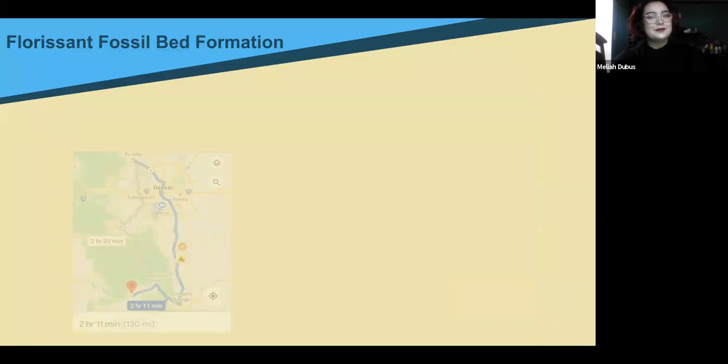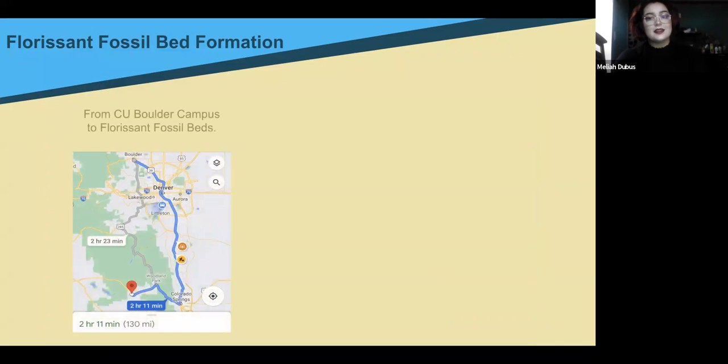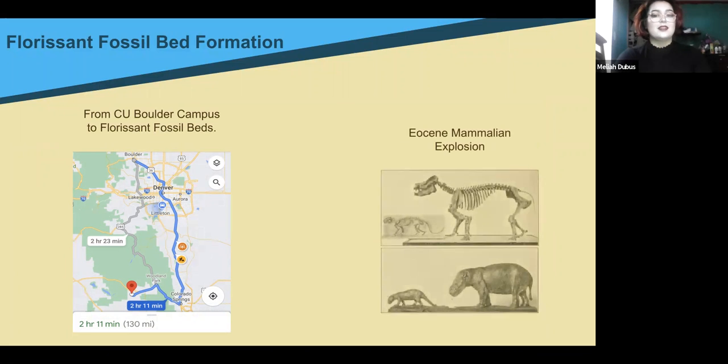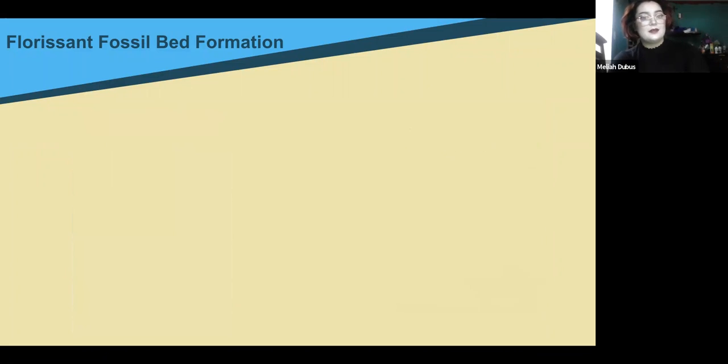The Florissant fossil beds are in Colorado, west of Colorado Springs. Here you can see the route from CU Boulder to the Florissant Formation, which takes about 2 hours and 11 minutes. The Florissant was formed during the late Eocene, known for its mammalian explosion.